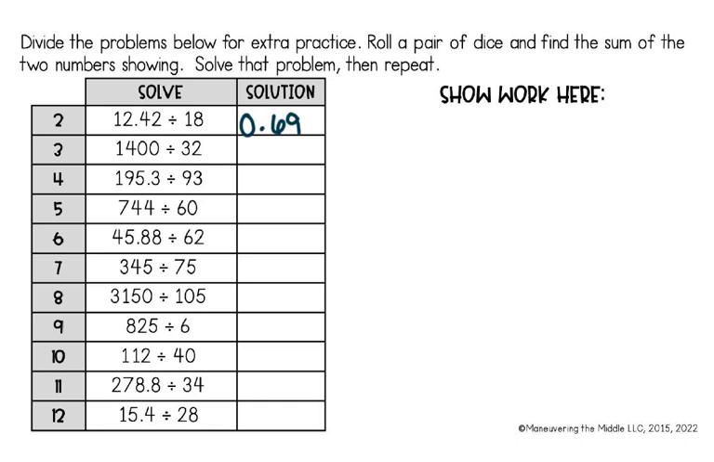Next example, we have 1,400 divided by 32. So I'm going to go ahead and put 32 on the outside and 1,400 on the inside.